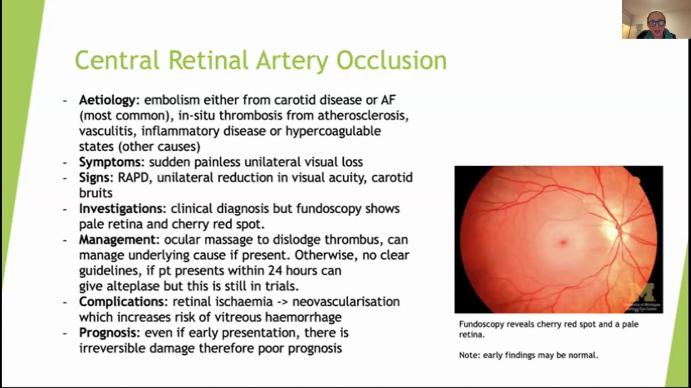On fundoscopy, you can see on the right a picture, this is a key spot diagnosis, lots of that in ophthal, and the cherry red spot is the classic central retinal artery occlusion, and you get this pale retina around it. But early on it might look completely normal, but this is the classic central retinal artery occlusion on a fundoscopy. So if you've got any questions at any point, just stop me as we go.